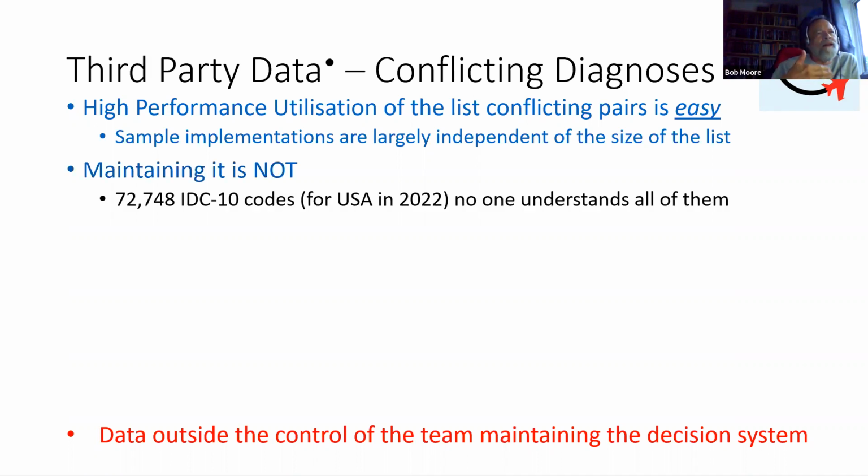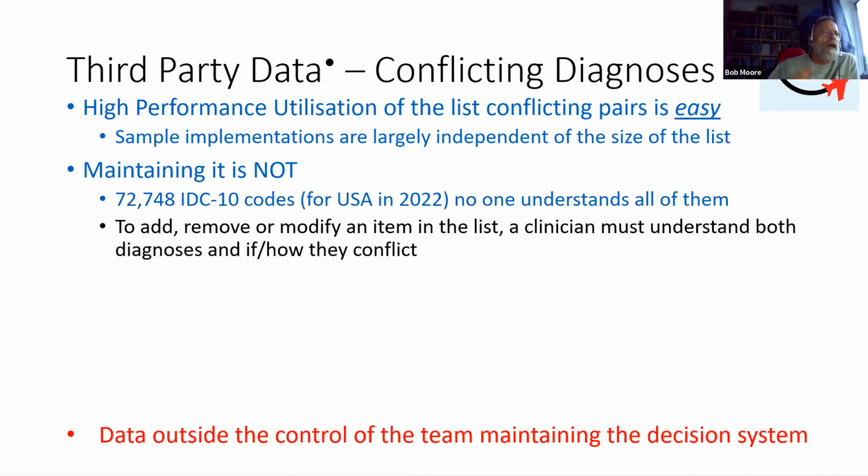As I said, the ICD-10 codes are comprehensive. That's because there's over 70,000 of them. And this is the number that's in use in the USA for 2002. Clearly, nobody understands all of those 72,000 codes. They're only going to understand some subset of that. And if we're going to try and maintain this list, then to add or remove or modify items from it, you're going to need some clinician who can understand the diagnoses and how they conflict.